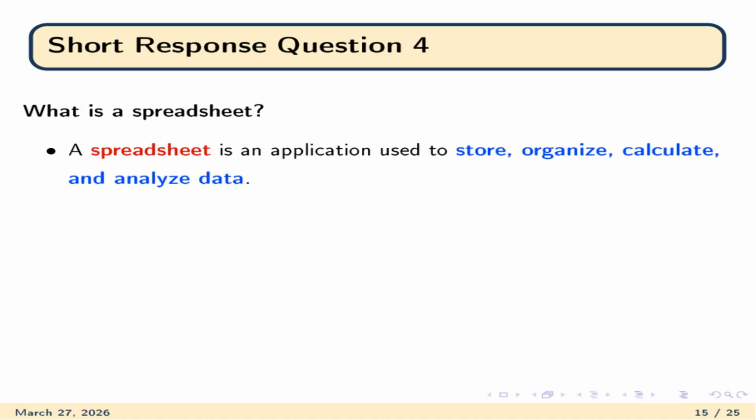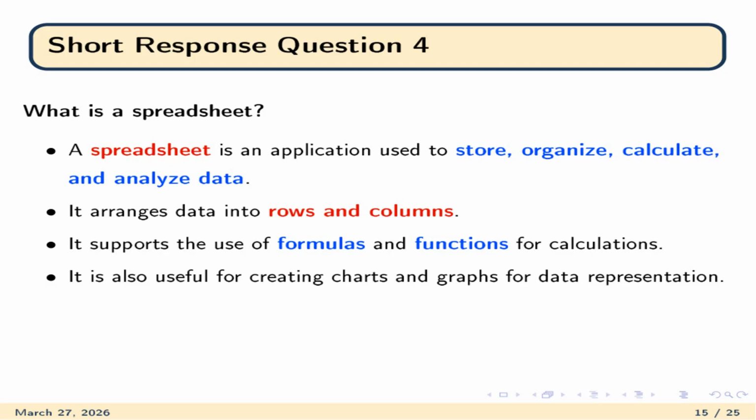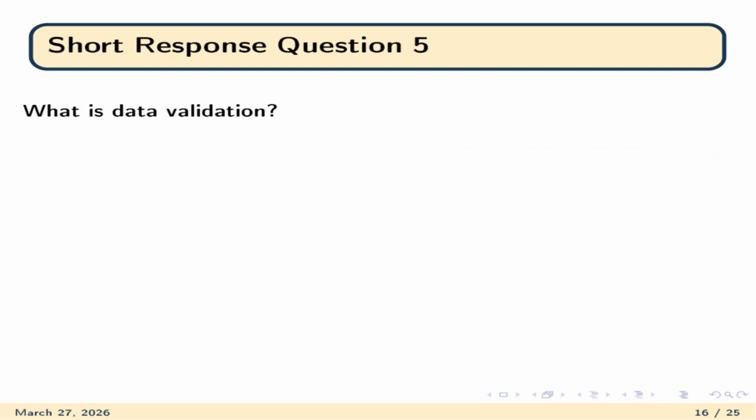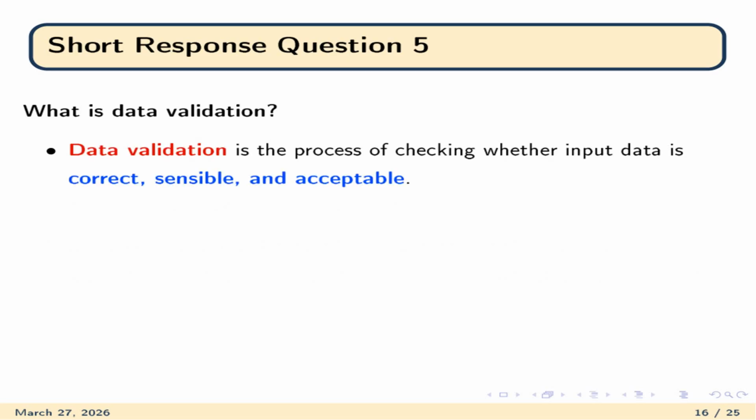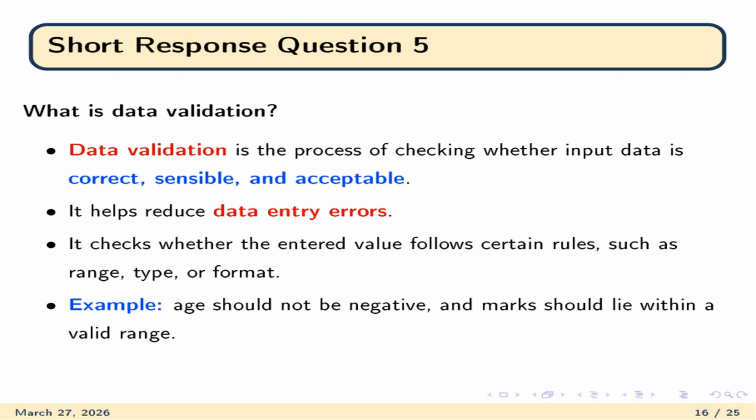What is a spreadsheet? A spreadsheet is an application used to store, organize, calculate, and analyze data. It arranges data into rows and columns. It supports the use of formulas and functions for calculations. It is also useful for creating charts and graphs for data representation. What is data validation? Data validation is the process of checking whether input data is correct, sensible, and acceptable. It helps reduce data entry errors. It checks whether the entered value follows certain rules such as range, type, or format. Example, age should not be negative and the mark should lie within a valid range.